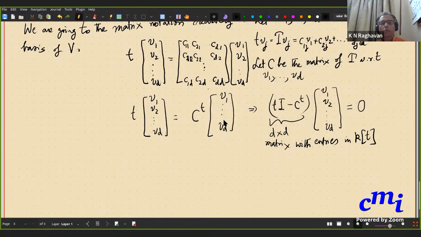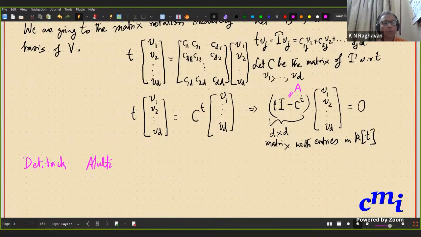Now here is the idea. You can multiply this by its adjoint. Let me call this matrix A; that's why I used a different letter here. I want to multiply this by the adjoint of A on both sides. This is the determinant trick. This is an illustration.